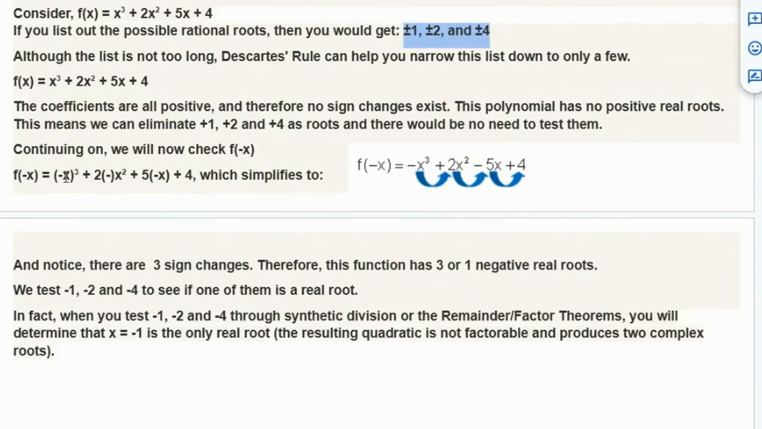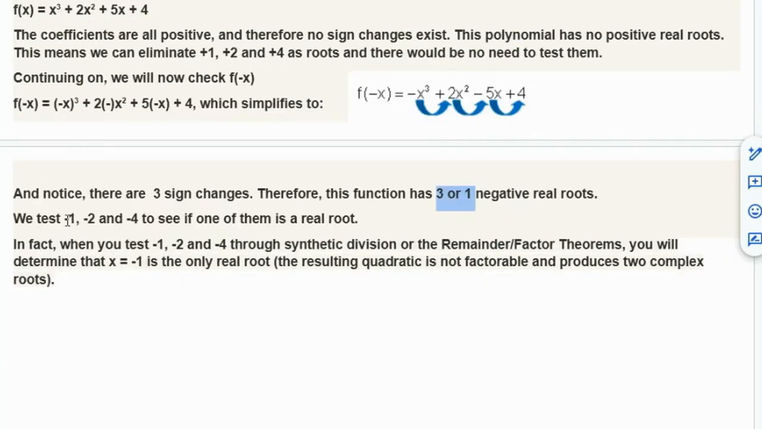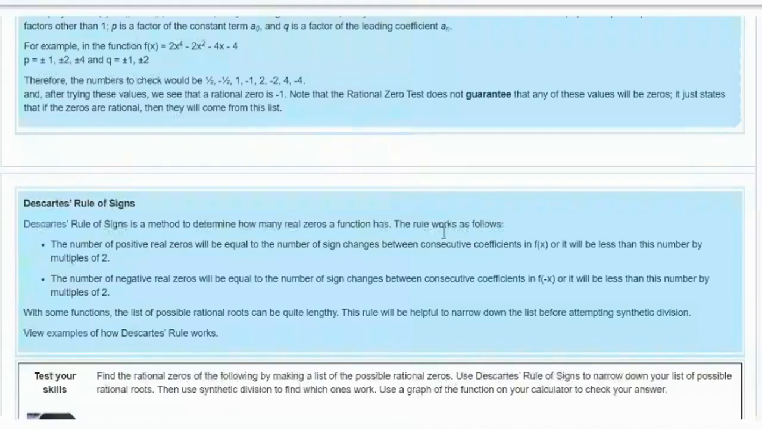So now substitute that negative x in there. We get 3 sign changes. So that means there's either 3 or 1 negative roots. So all we do is test. We only have to test 3 numbers, and we can tell what the roots are for this equation. And when they tested it, they found x equals -1 is a real root. And then they found -2 was not, so they didn't even have to test -4 because there's only one, and the others are imaginary roots.